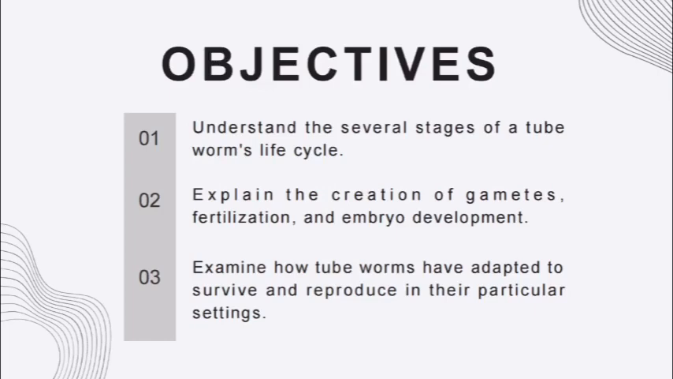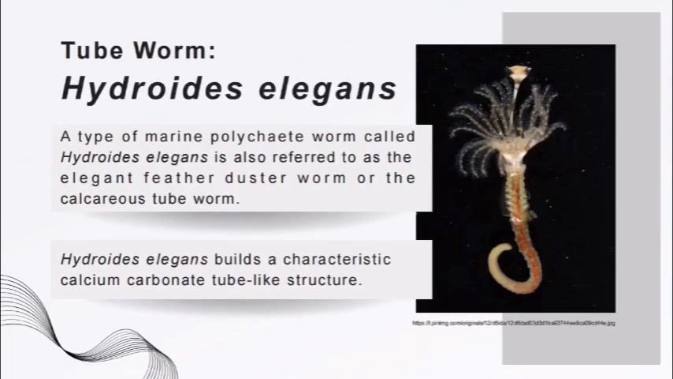For the objectives, first, to understand the several stages of a tube worm's life cycle, such as larval growth, settling, and adult form metamorphosis. Second, to explain the creation of gametes, fertilization, and embryo development as they occur during sexual reproduction in tube worms. Lastly, to examine how tube worms have adapted to survive and reproduce in their particular settings, such as cold seeps or hydrothermal vents.